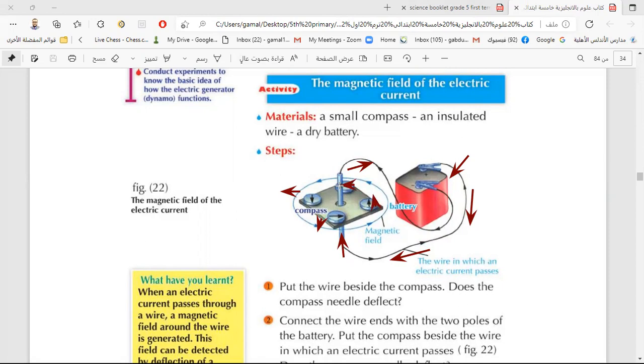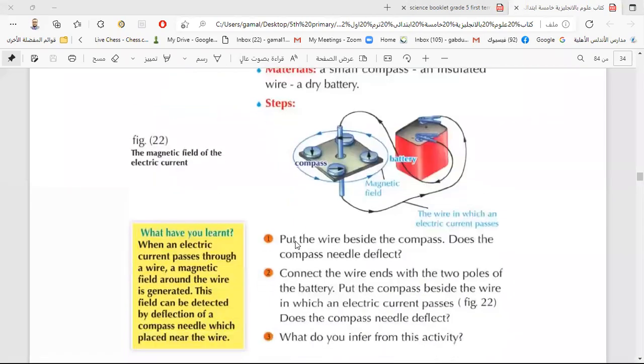So we have to know that the electric current has a magnetic effect by making this activity. This is an easy activity. Put a wire beside the compass. Does the compass needle deflect? Of course not, because the wire has no electricity. But connect the wire ends to the poles of a battery, and now the electric current passes through the wire. Now there is a magnetic field produced.